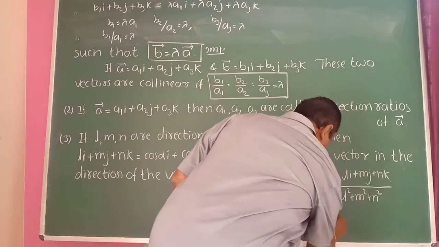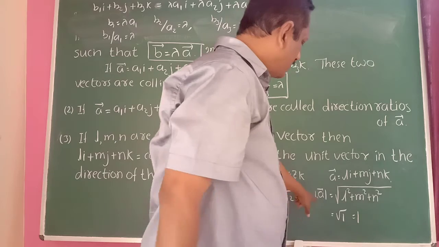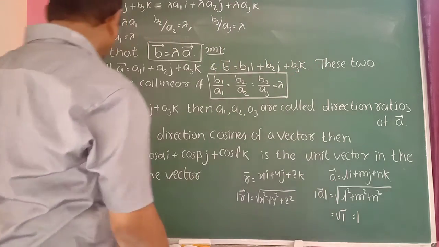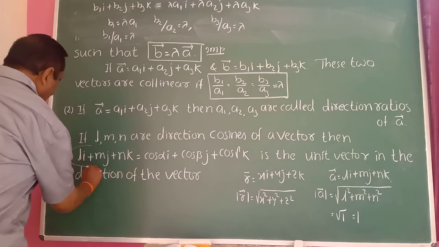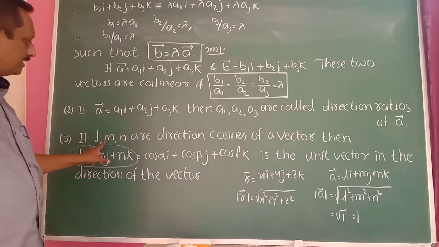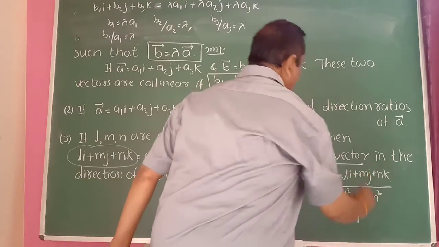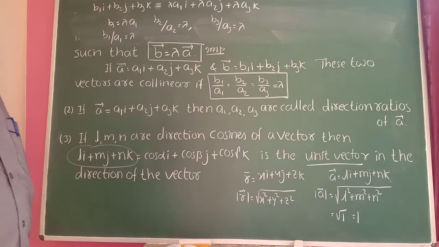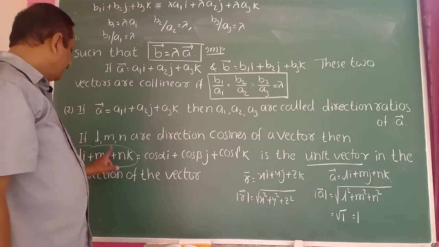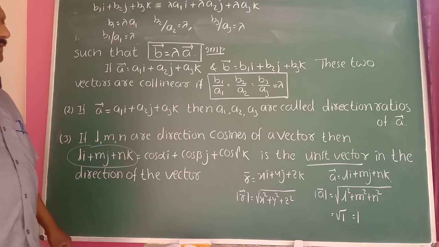So this is equal to what here? Root of 1. Square root of 1 is 1. Yes, modulus of a bar is 1 means its length is 1 unit. Hence, such a vector, li plus mj plus nk, where l, m and n are the direction cosines, always represents a unit vector. Here li plus mj plus nk where l, m, n are the direction cosines is always a unit vector, so remember it.